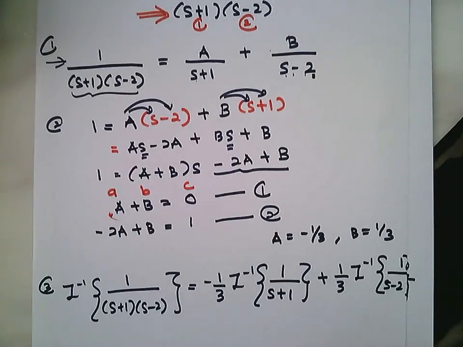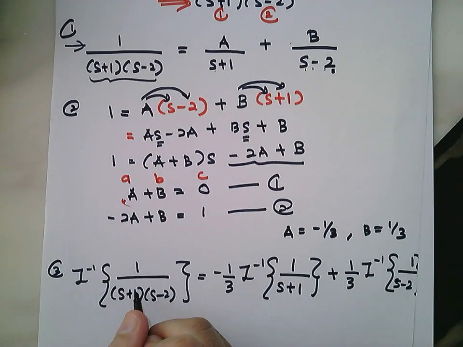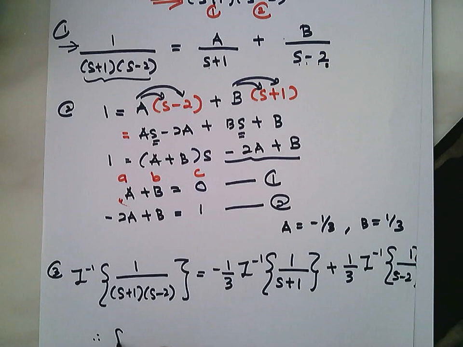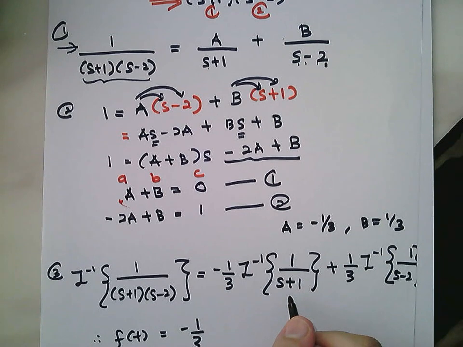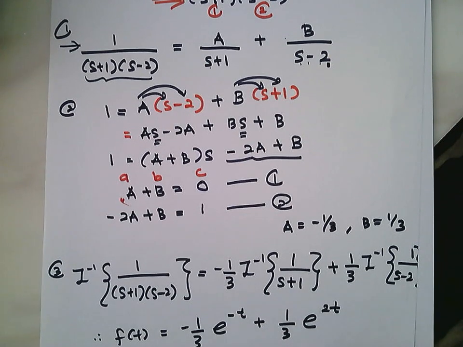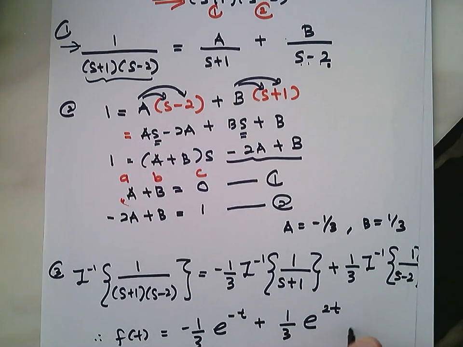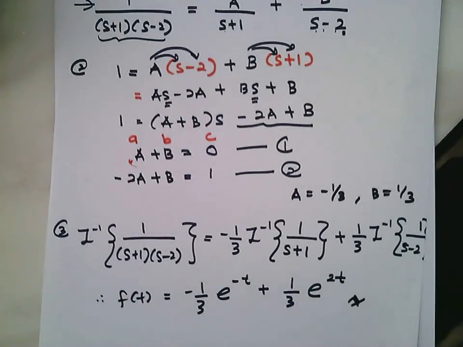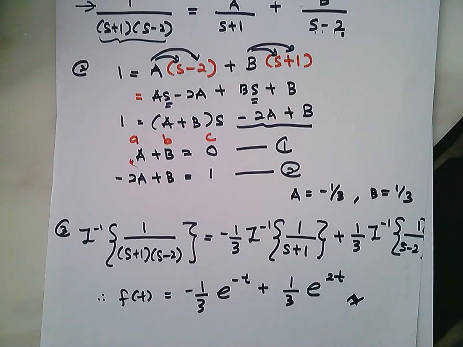Okay, so since this is your F(s), your f(t) is equal to negative 1 over 3. For this one you don't need any other properties to get the inverse, because this is directly from the table. So the inverse of this one will give you exponent negative t plus 1 over 3 exponent 2t. So therefore this is your answer. Okay, so this is how a rational function works for you to get the inverse of the function.